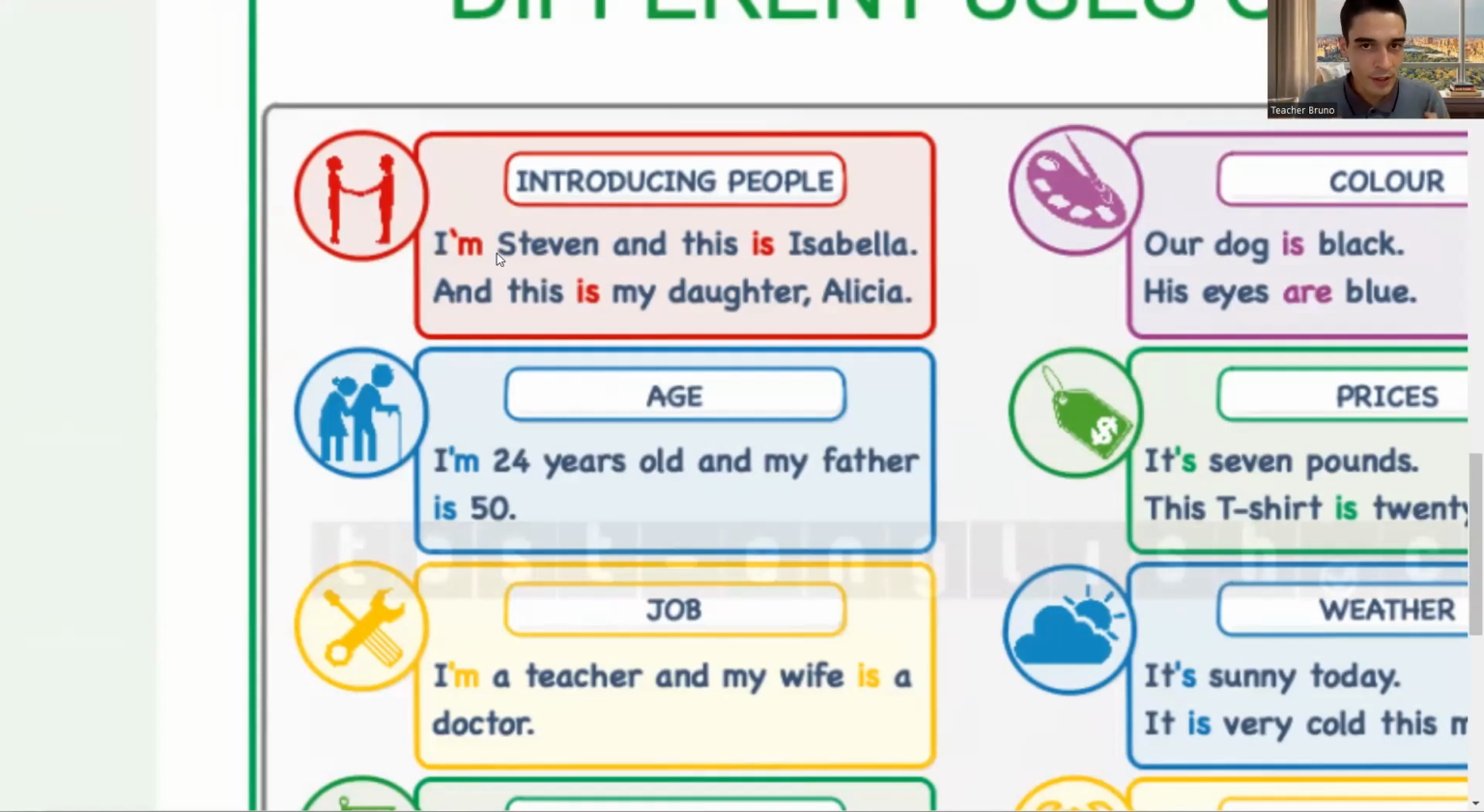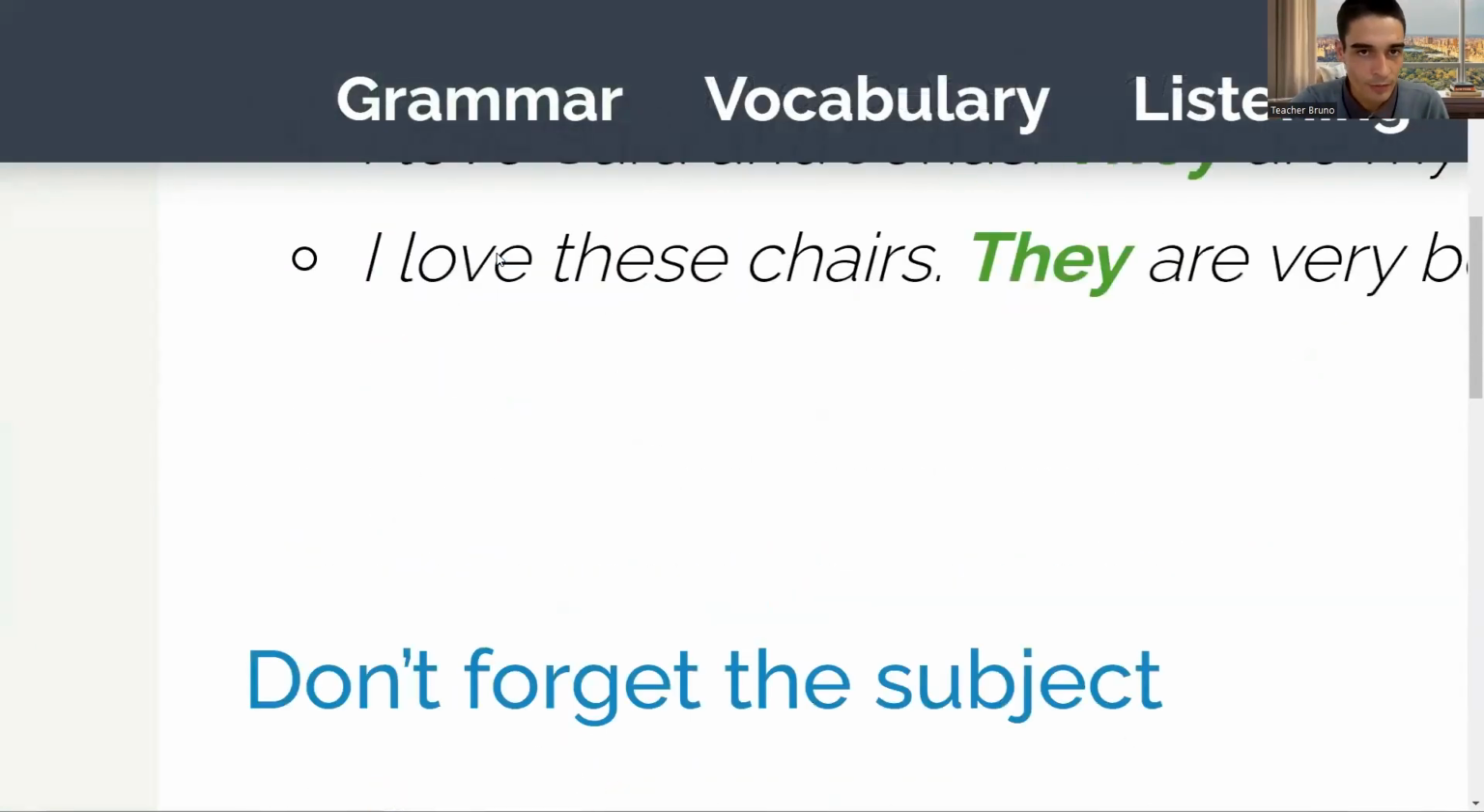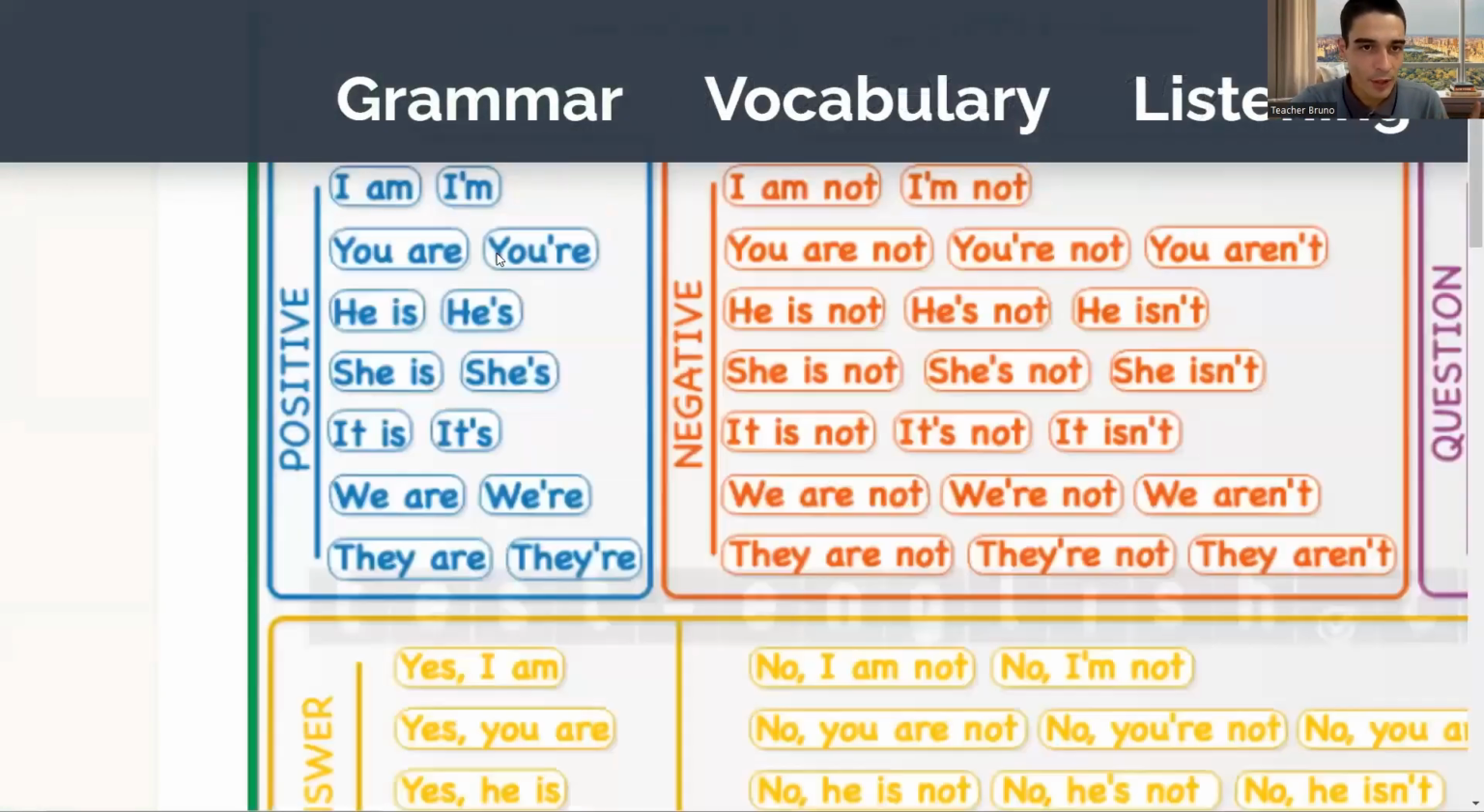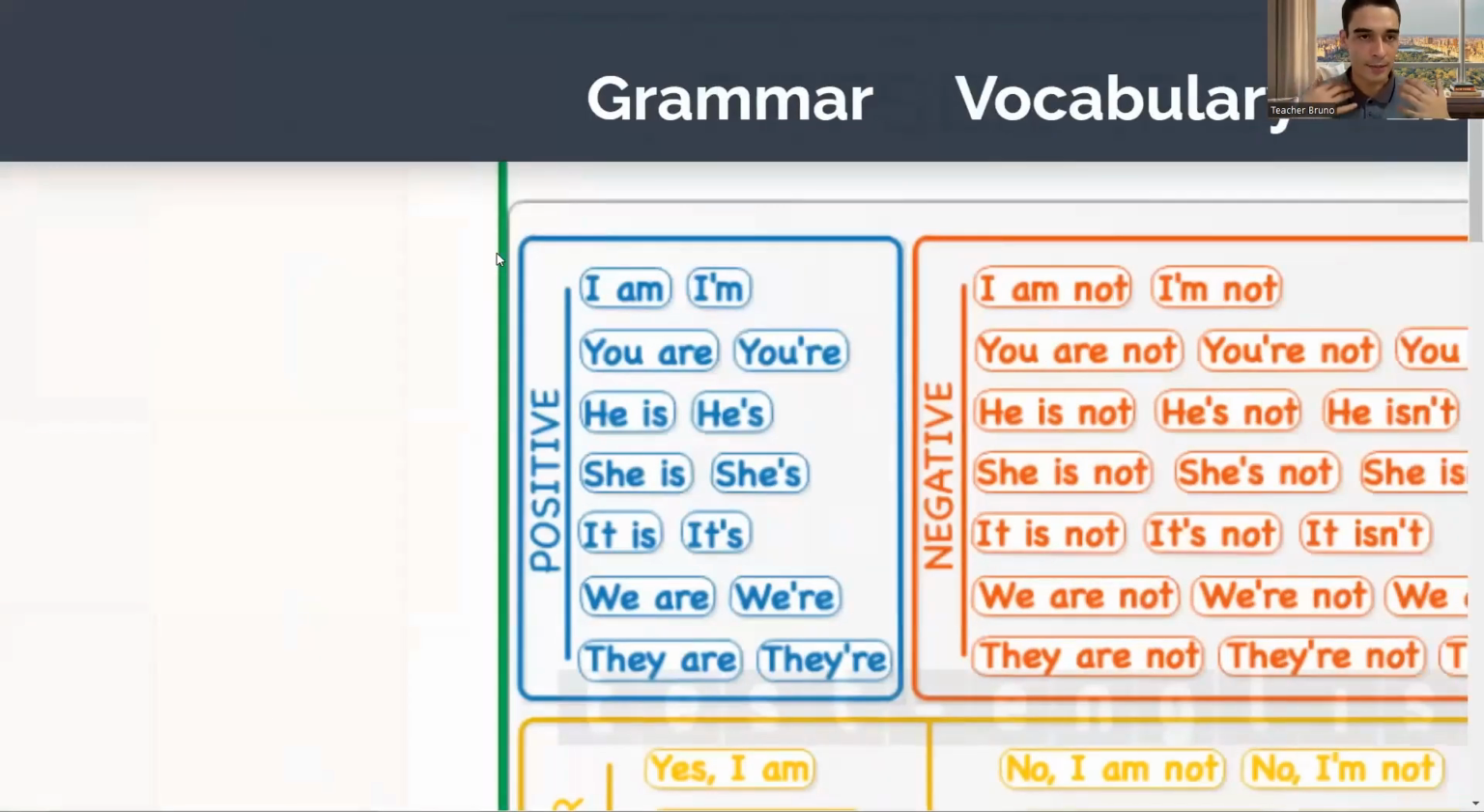I am Stephen, and this is Isabella. This is my daughter. This is Peter. That's John. Verb to be. Am, is, are. Let's take a look at the conjugation of the verb. Well, for present simple, we use I am, you are, he is, she is, it is, we are, they are.